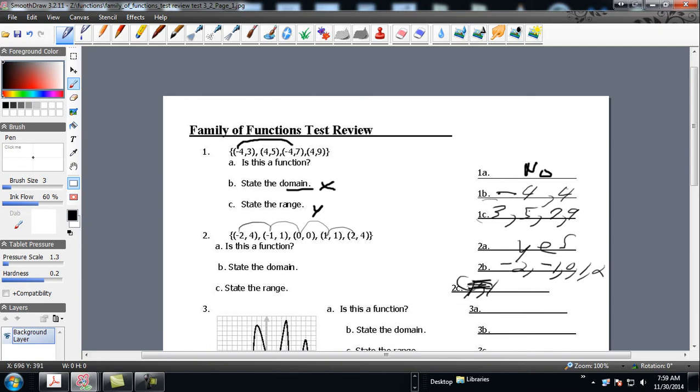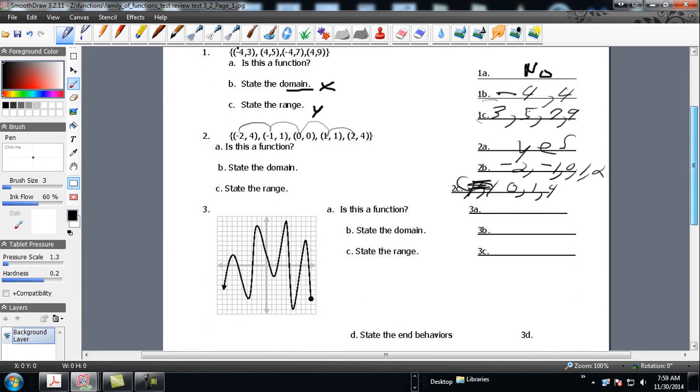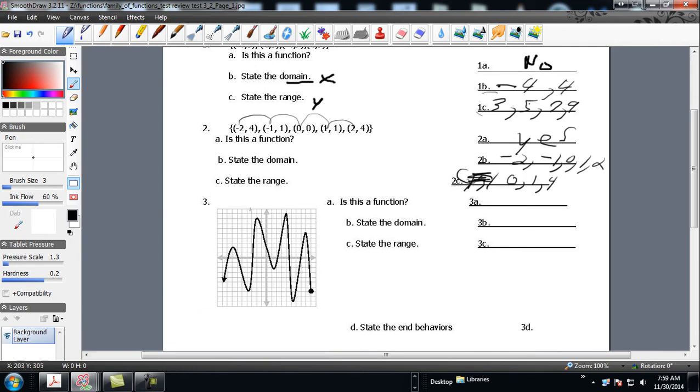That's messy, so I'm going to write it again. 0, 1, and 4. Just write it one time. Your next one's going to be what we call, is this a function? Check the vertical line test.